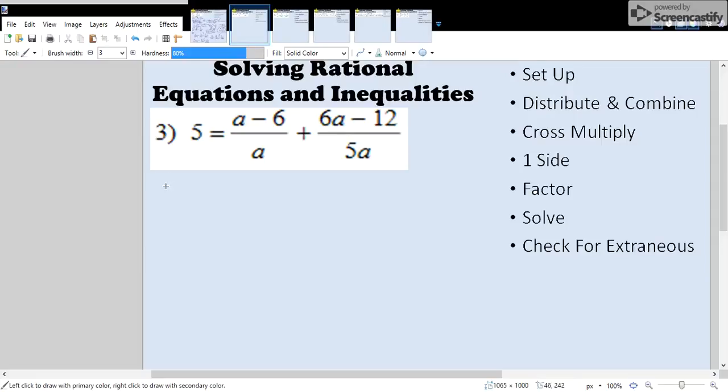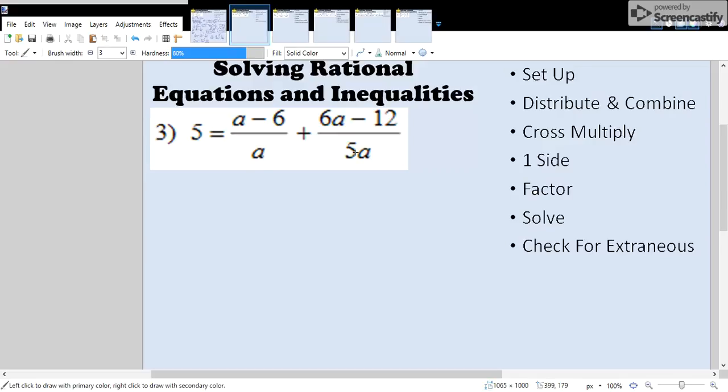Let's look at example 3 on the same page, solve irrational equations and inequalities. So step 1, we're going to set it up. We don't have to look at the side with only one number or one fraction. We're just setting up the side with either adding or subtracting the fractions.